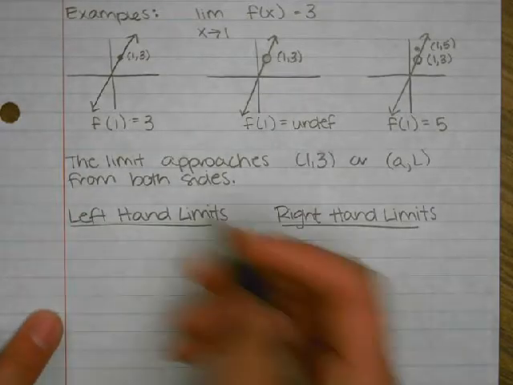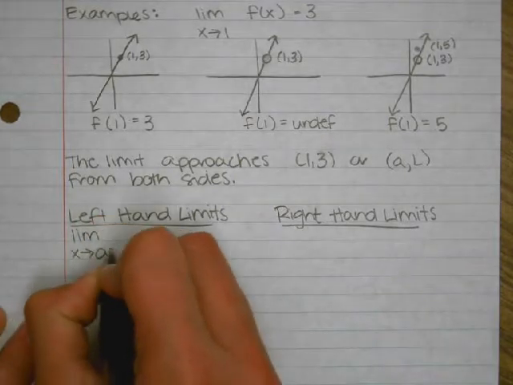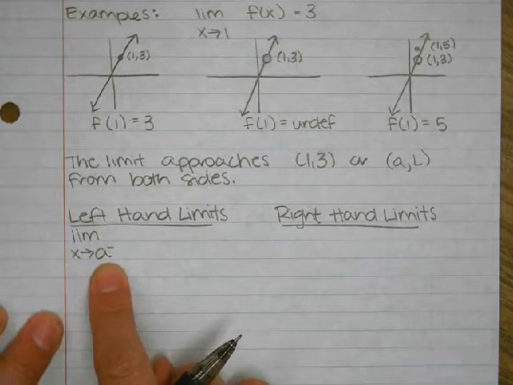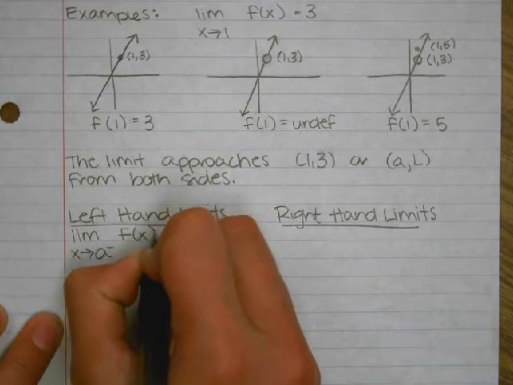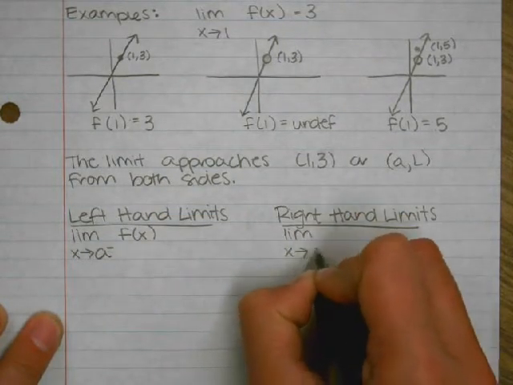So, left-hand limits. The notation for a left-hand limit is the limit as x approaches a, and you put a little minus after it. That's not saying that the a value is negative, that's saying we're going to look at the limit from the left side. So the limit as x approaches a from the left, and then a right-sided limit would be the limit as x approaches a from the right side.